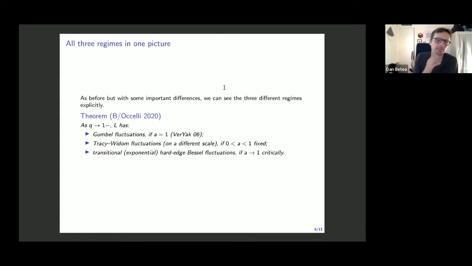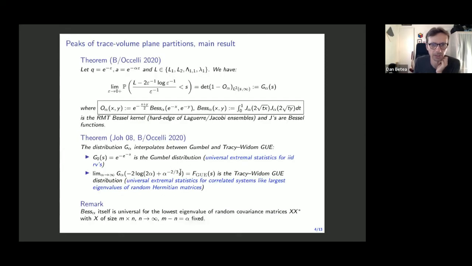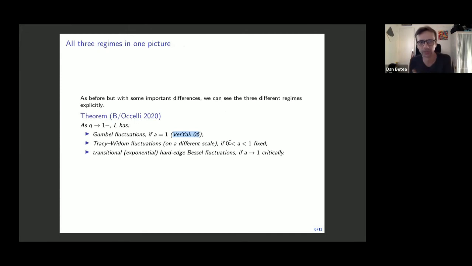And actually, if a is precisely 1, you have Gumbel fluctuations. This has been proven by Vershik and Yakubovich about 15 years ago. If a is less than 1, but fixed, so a doesn't go to 1, well, you have Tracy-Widom fluctuations. So what you would expect from the main theorem, from this limit, on a different scale, and we proved this. And the result I showed is this transitional case when a goes to 1 critically.